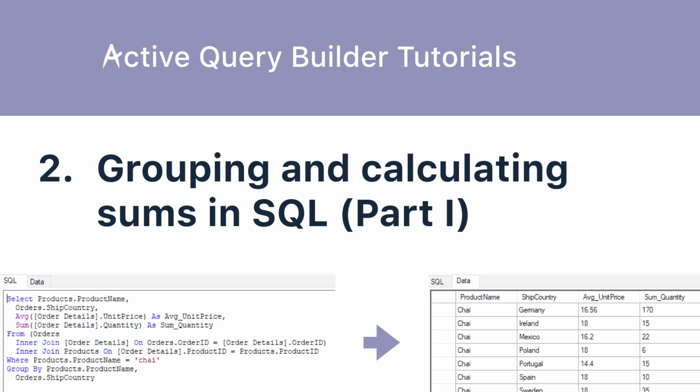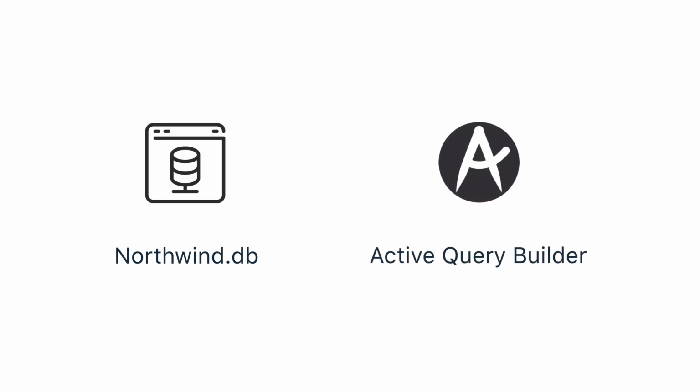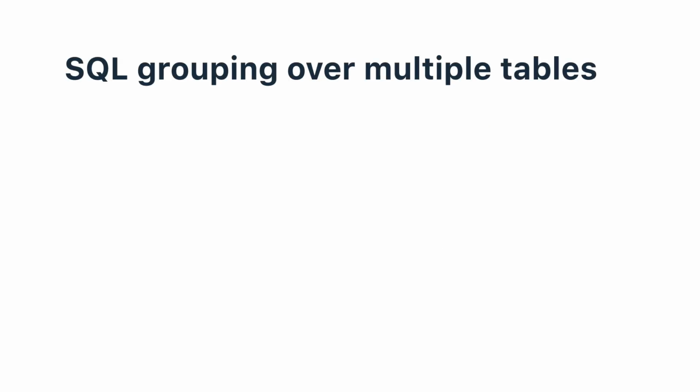In this video, we'll learn how to group data and calculate sums in SQL databases. And so you can see it in action, we'll work with the well-known Northwind database that has products and shipments to countries around the world, and we'll use Active Query Builder to visualize data and create a correct query. Today's task will be to find the countries that receive the most goods. And constructing the query will take 2 steps.